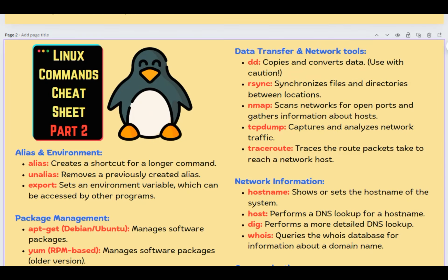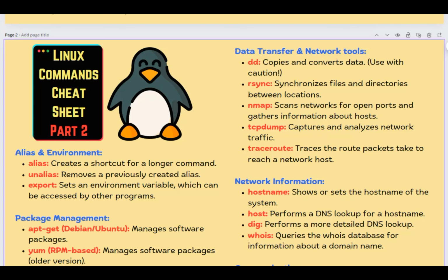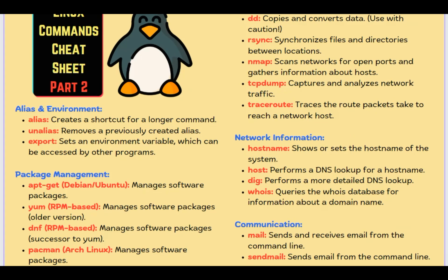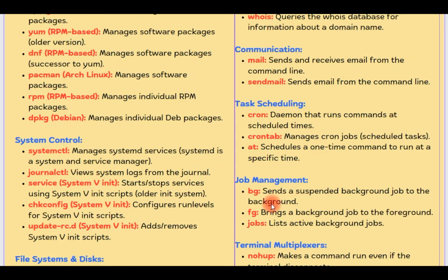The next cheat sheet is the second part of this. What I have done is categorize those advanced commands into the particular category they belong to. If you are looking for network information, you can use these commands. If you are looking for job management, you can use this command. If you are looking for system control, you can use this command. These are some advanced level commands that will be very helpful for you.